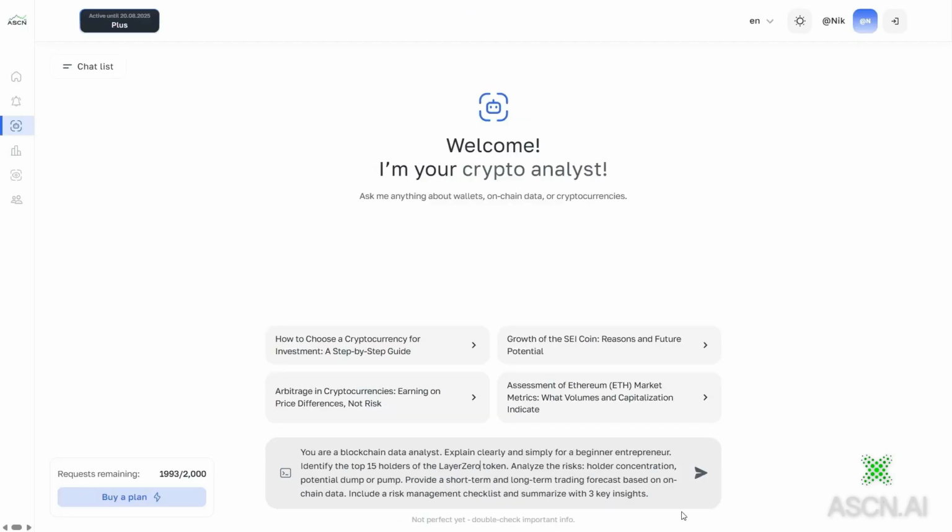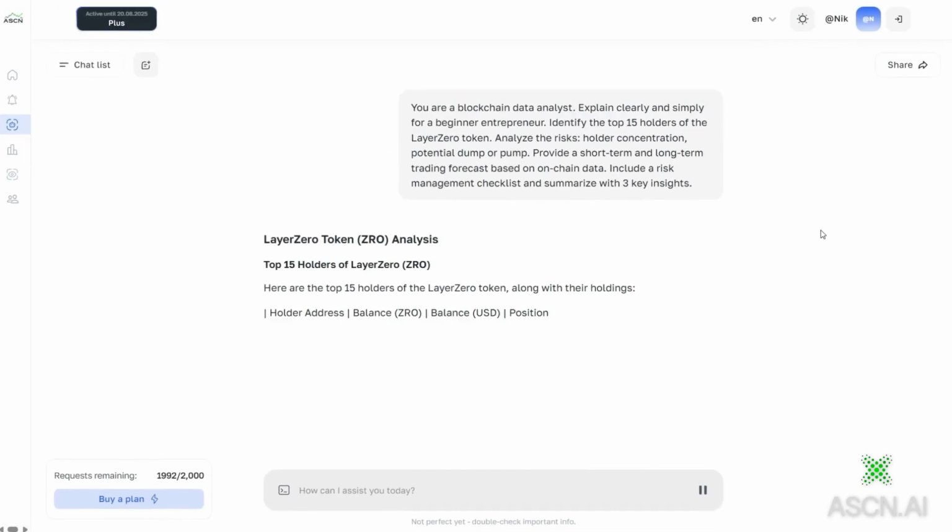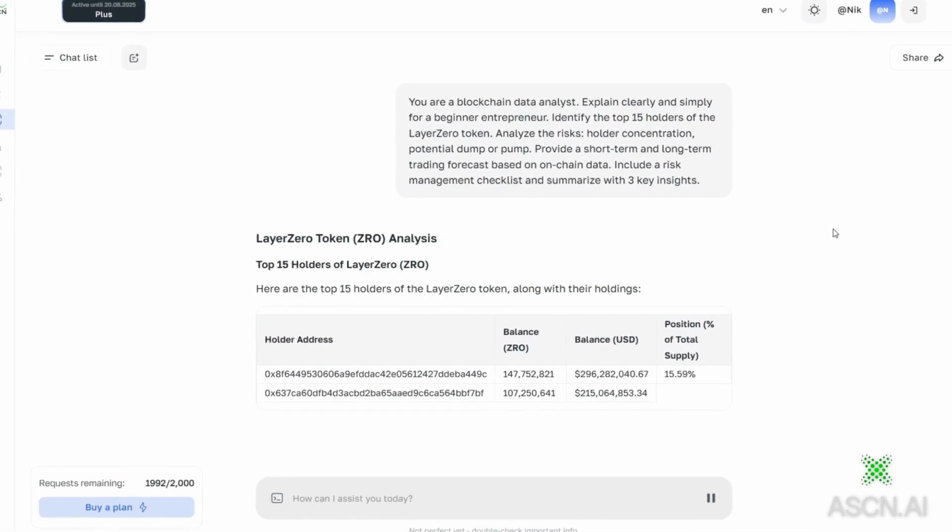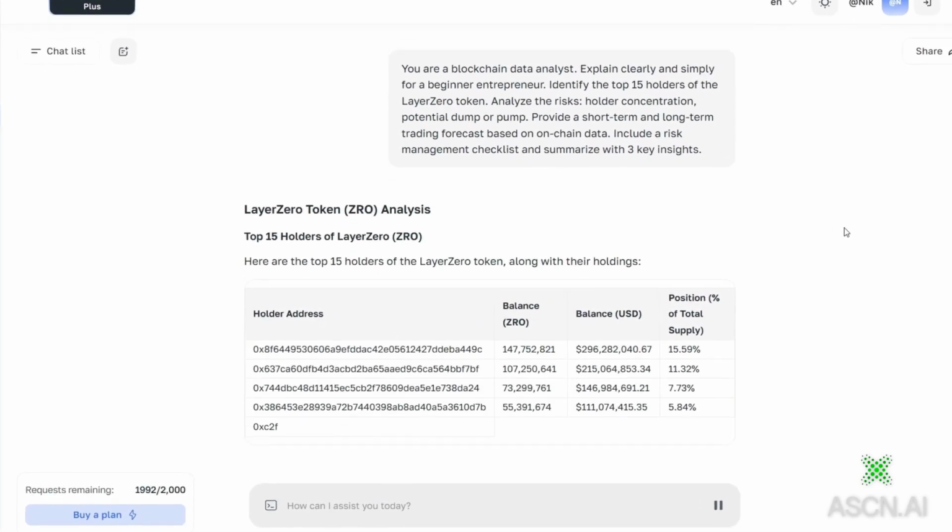You can use this prompt for tokens that are specifically in your own portfolio. For example, let's take Layer 0. We send it to ASCN and see what it replies. ASCN.AI gives us a table like this where we can see the holder's address. So you can just copy this wallet and check it yourself.